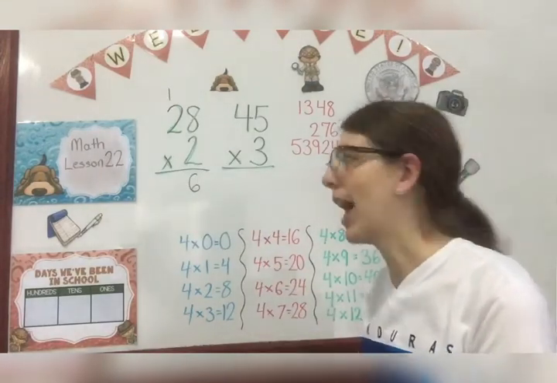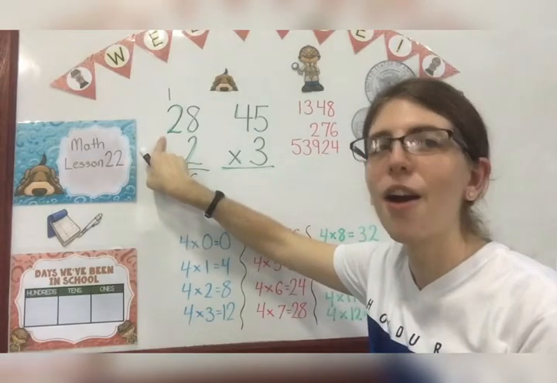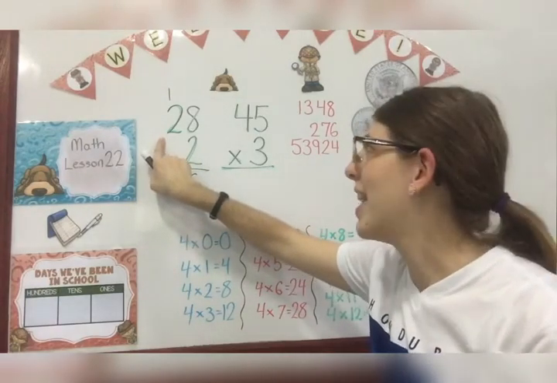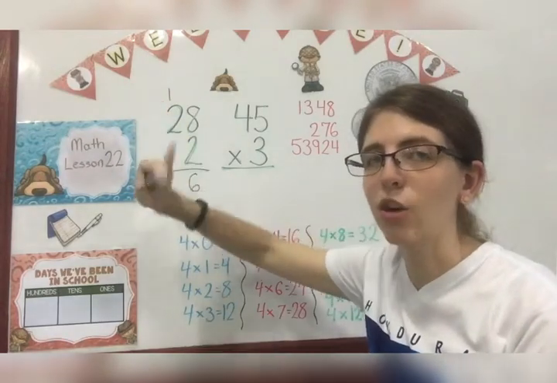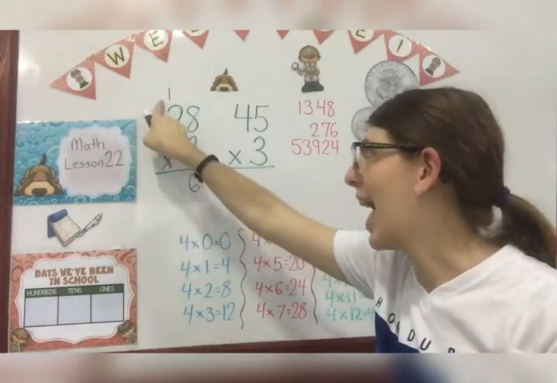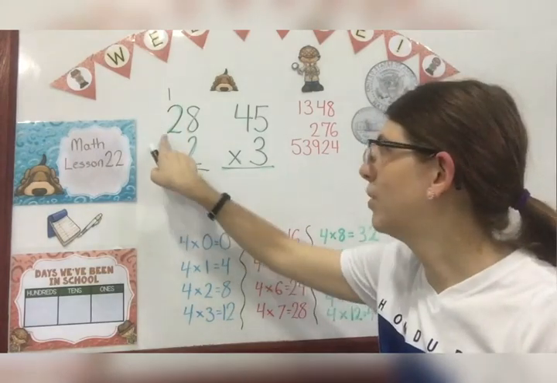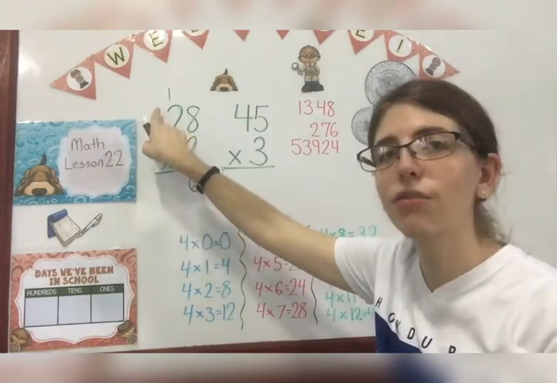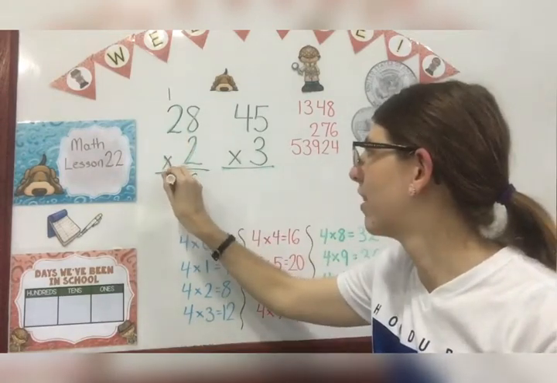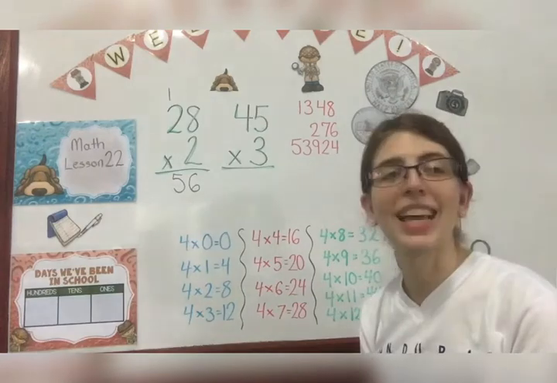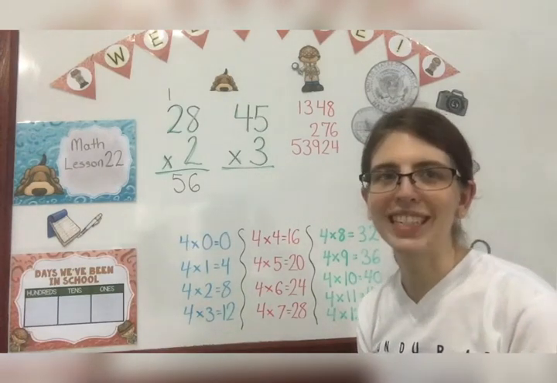Now I multiply. 2 times 2 is 4. And now I add that answer to the number that I carried. I don't multiply, I add to the number that I carried. So let's do it again. 2 times 2 is 4, plus 1 is 5. So that means that 28 times 2 is 56.